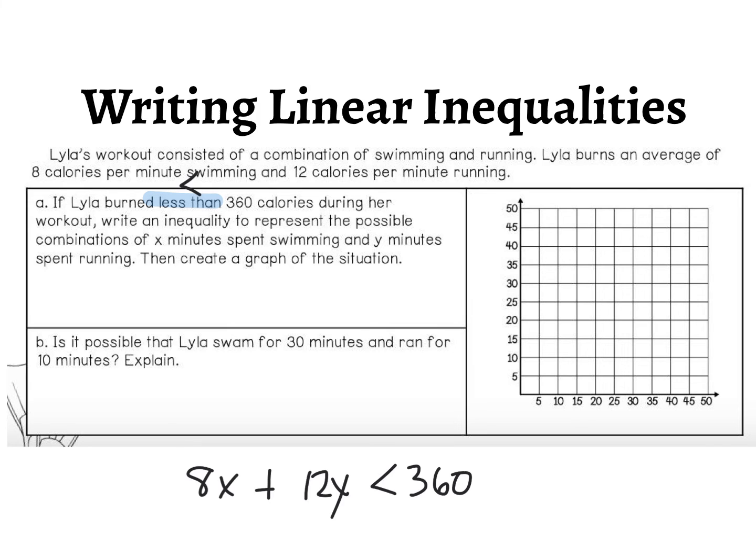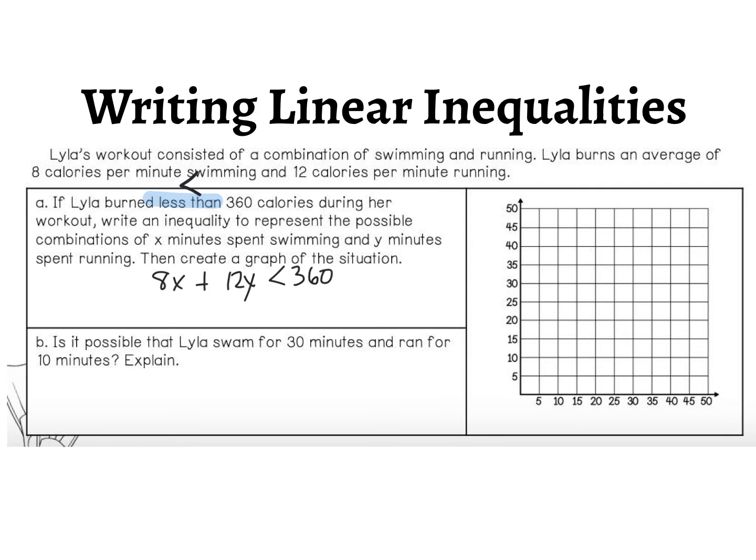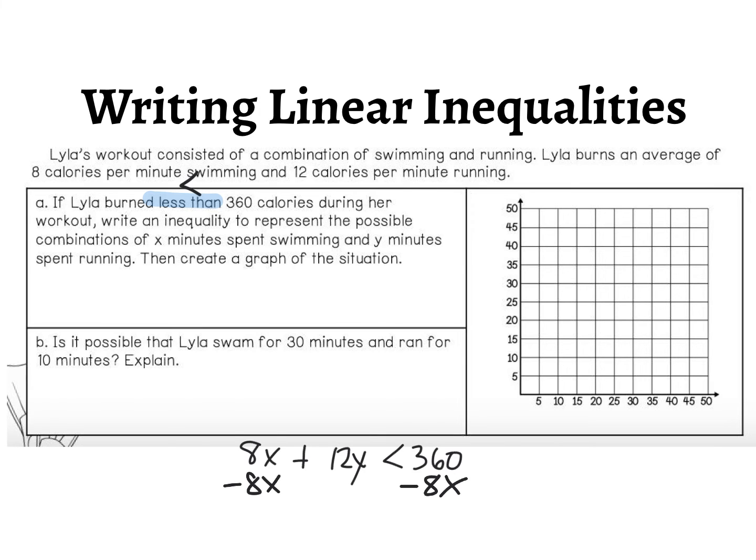So, to be able to graph this, I need to convert this to y equal notation. I want to make sure that it's a y equals mx plus b form, or y is less than mx plus b. So I'm going to move the x to the other side, leave y by itself, and then graph it. So I subtract 8x on both sides. I'm left with 12y is less than negative 8x plus 360 because it's a positive 360. To leave y by itself, I divide everything by 12.